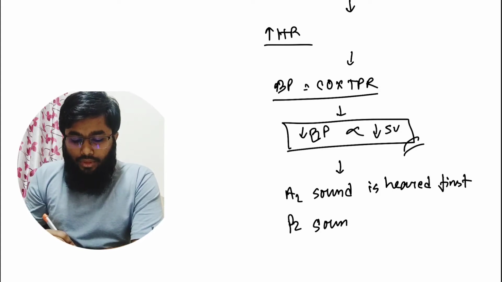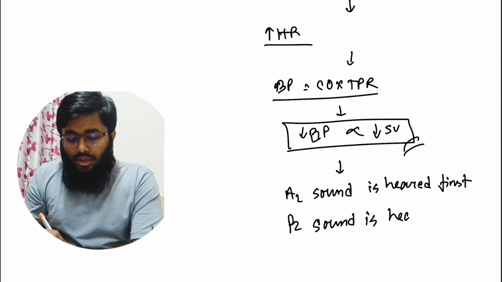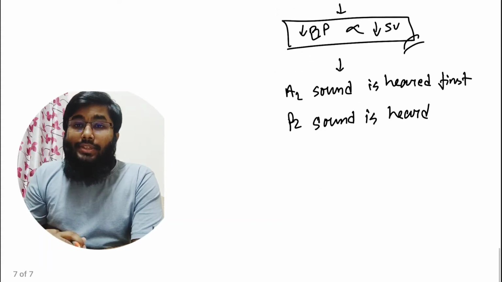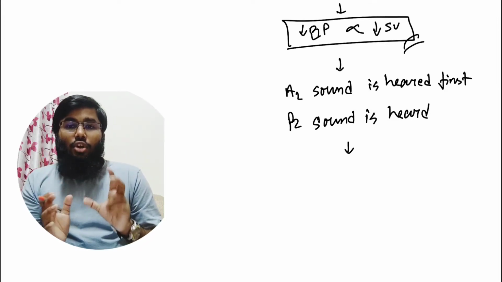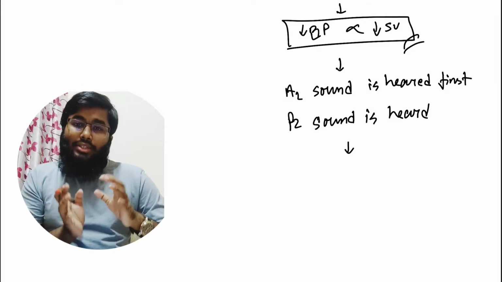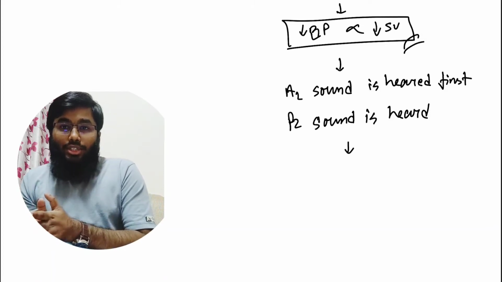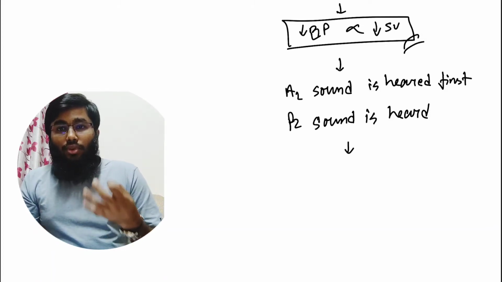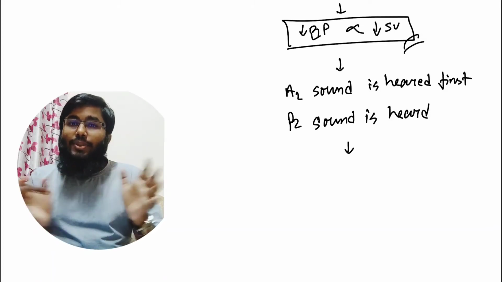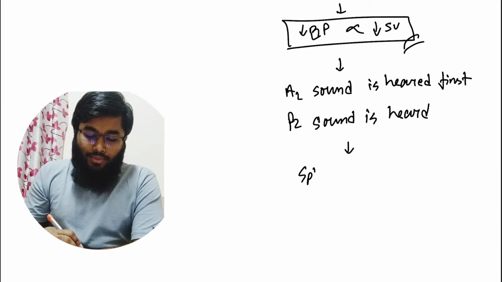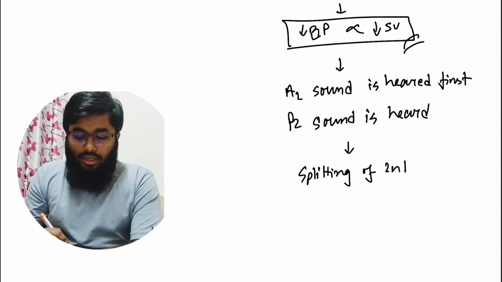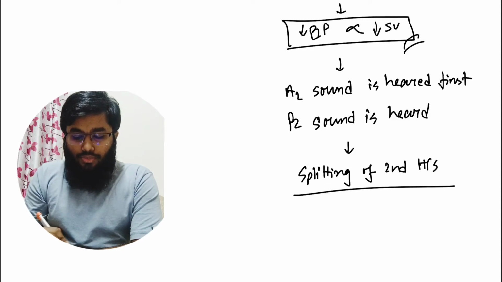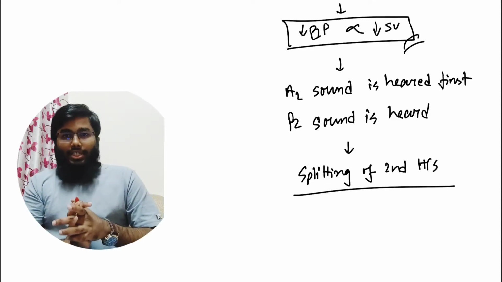Okay, and that's why there is a splitting of the second heart sound, because we know that the second heart sound comprises two things: one is the aortic sound and another is the pulmonary sound. So when the aortic valve closes early, it causes the splitting of the second heart sound. So there will be splitting of the second heart sound. Okay, that's all about inspiration.